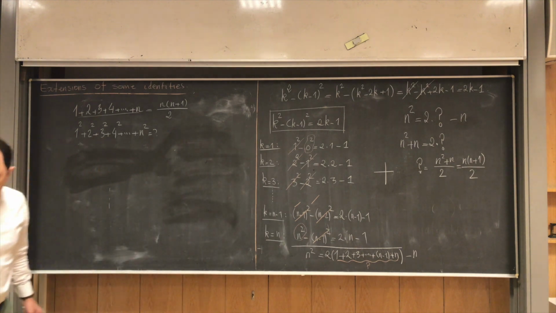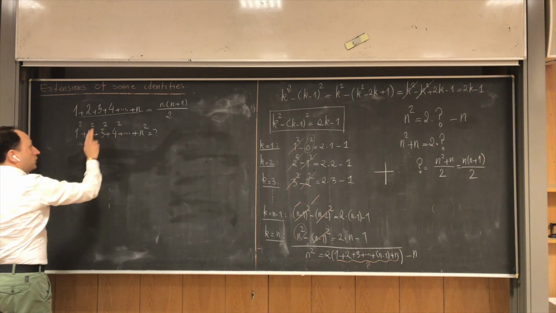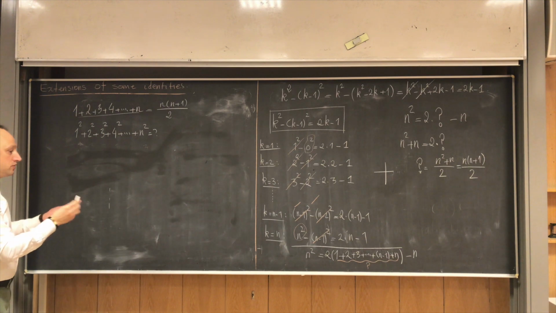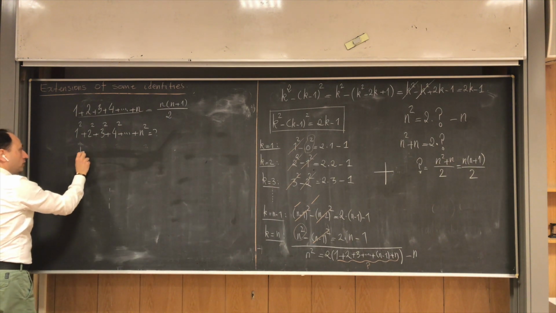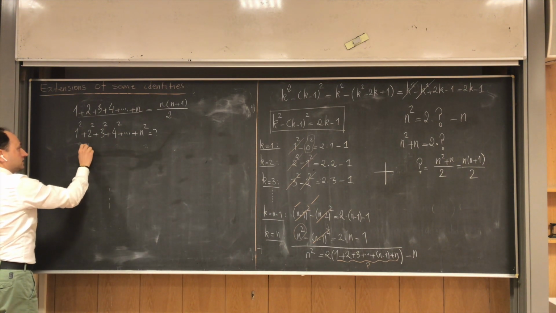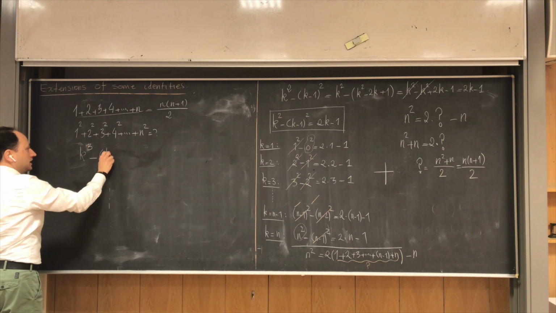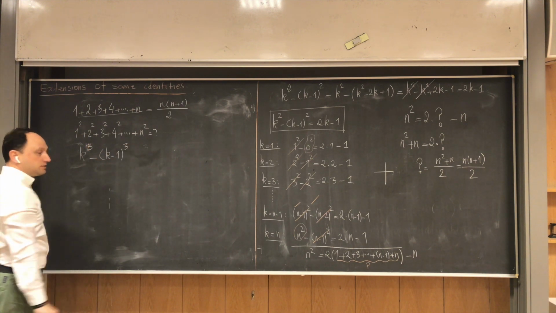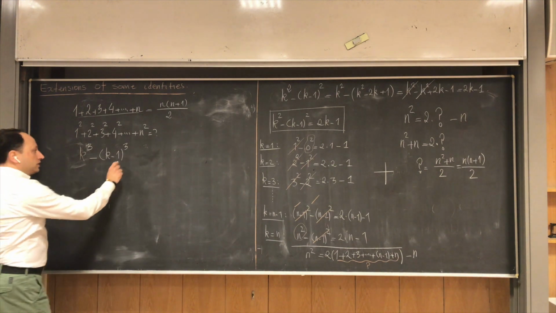Now I have this in my list. I want to calculate the second one. What I am trying to say is that your starting point should be considering this, k to the 3 minus k minus 1 to the 3, yes? It is easy to calculate now.